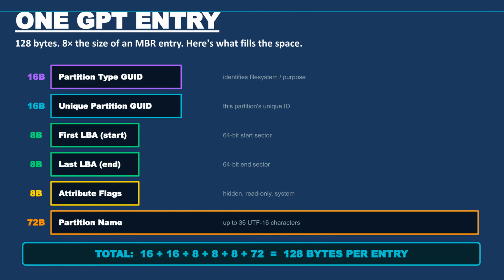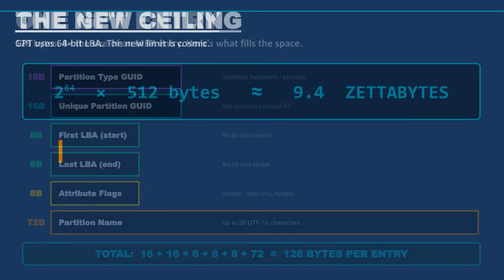They include a 16-byte partition type GUID to identify the purpose, a unique partition GUID, 64-bit LBA start and end sectors, attribute flags, and a partition name up to 36 UTF-16 characters.